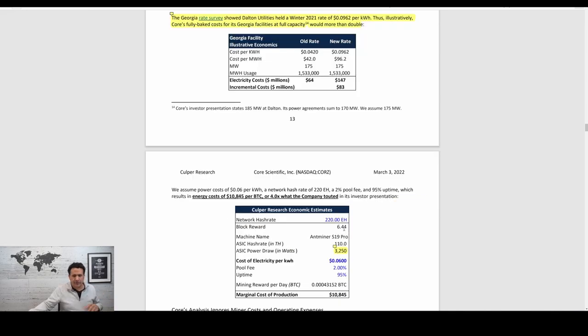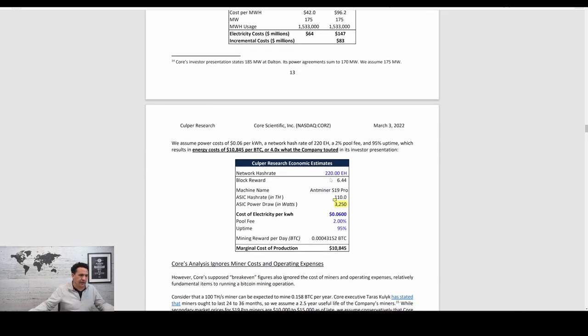So what I find interesting is after they went through all of that, when they actually start going in to calculate what their cost to mine a Bitcoin is, they don't actually use the 9 cent per kilowatt hour. They assume a power cost of 6 cents. Maybe they realize that that 9 cent number is not very realistic. They also assume a pool fee of 2% and uptime of 95%. I don't agree with these numbers.